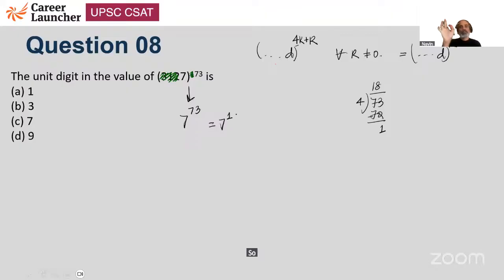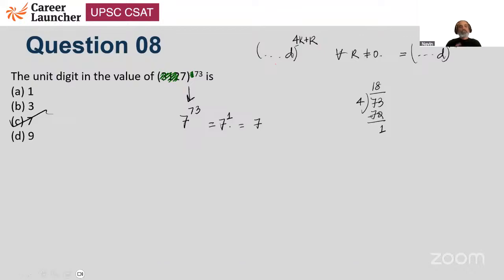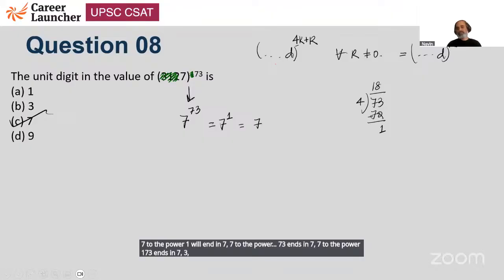So 7 to the power 1, whatever value that is. 7 to the power 1 is 7. That means this is going to end in 7. 7 to the power 1 will end in 7, 7 to the power 73 ends in 7, 7 to the power 173 ends in 7, 3127 to the power 173 ends in 7. All these values end in 7.